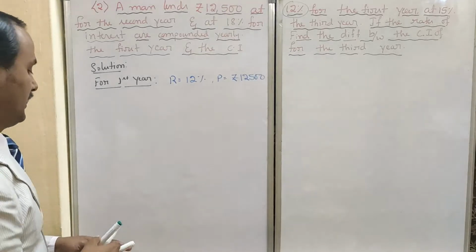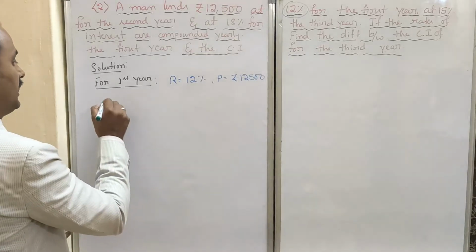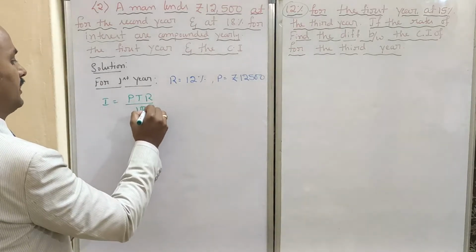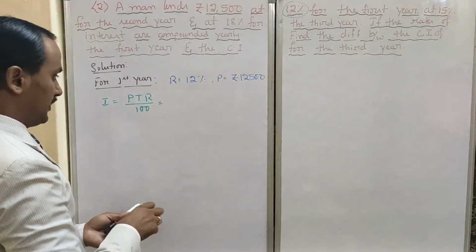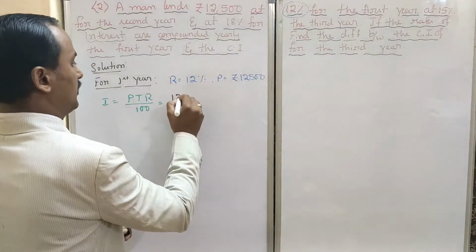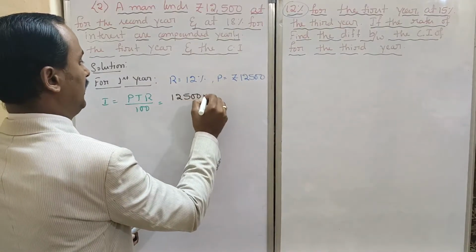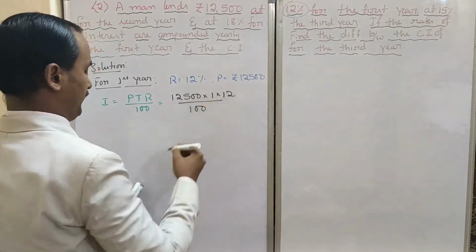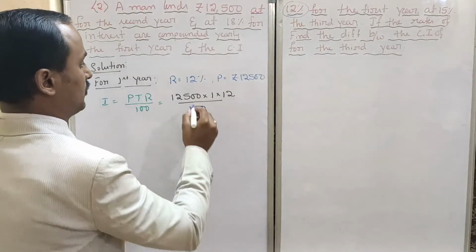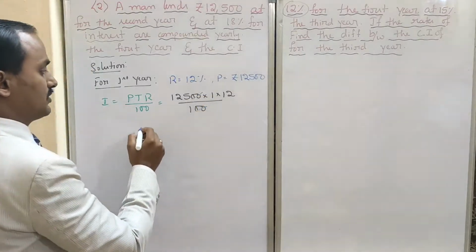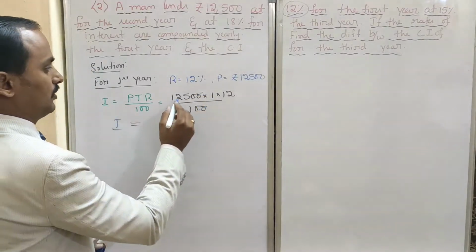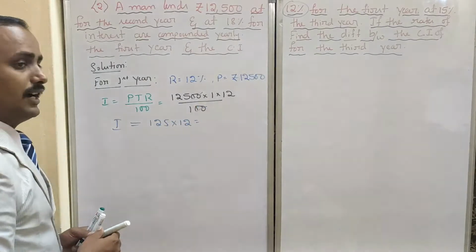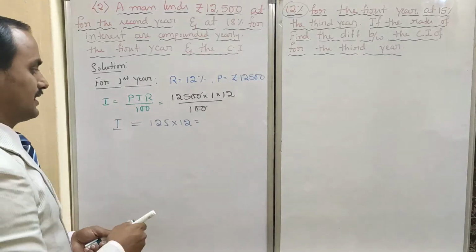What is the next step, dear children? Interest is equal to PTR divided by 100. I will substitute the principal, 12,500, into time is 1 year, rate of interest is 12 divided by 100. I will cancel 20 and 20, denominator 20, numerator 20. Then interest is equal to 125 into 12, with denominator only 1. What is the next step?